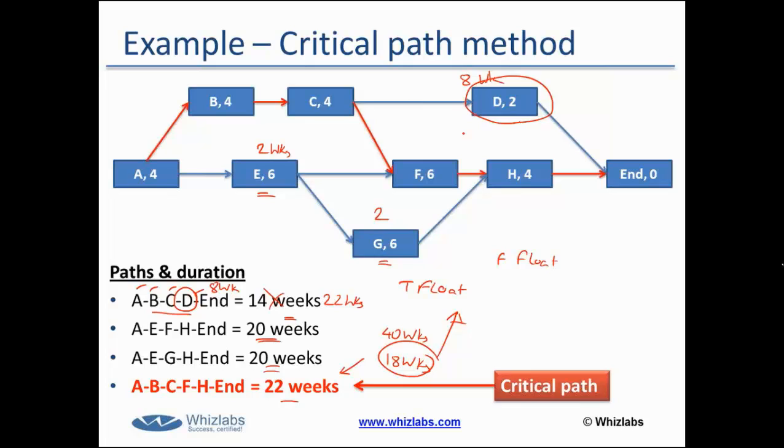We just talked about two different types of floats: total float and free float. Just to give you a little more insight from the exam point of view, as we said, if activities on the critical path are delayed by even a single day, that would impact the overall duration of the project. We can say that the float on the critical path is 0. There is no flexibility available on the activities on the critical path, right?